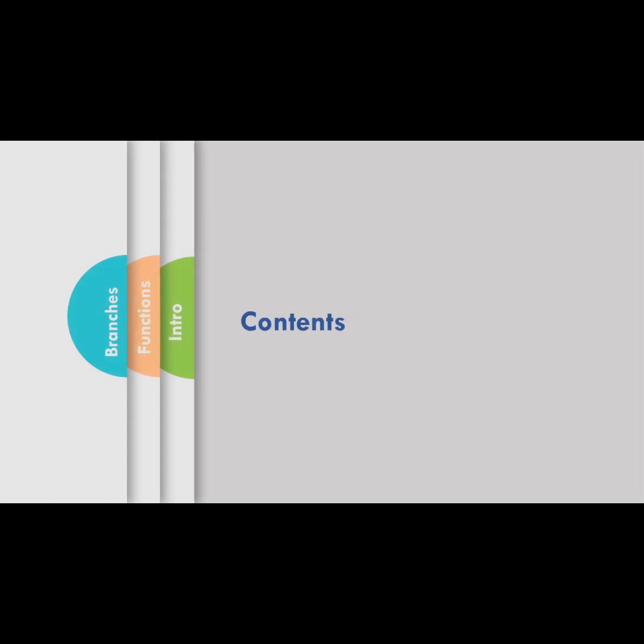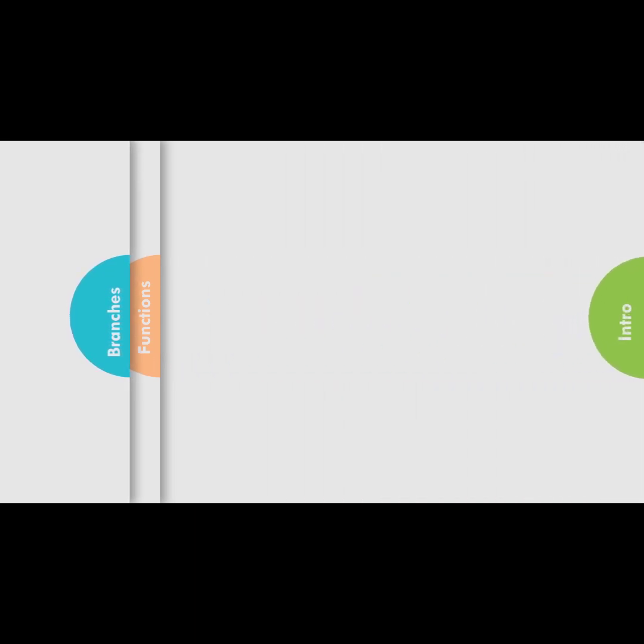Following are the contents to be discussed under the anatomy of the mandibular nerve. First, we'll start with a brief introduction. Next, functions, followed by the branches of the mandibular nerve. Moving on to the introduction.